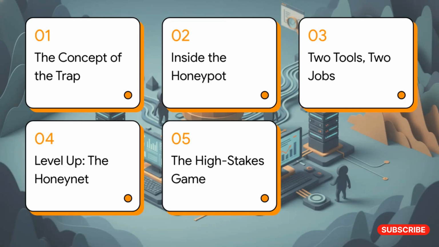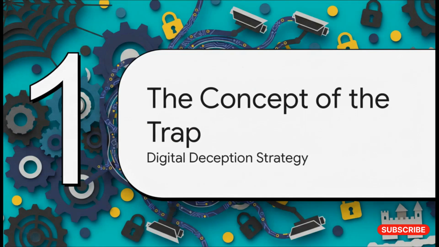Okay, so here's how we're going to break this all down. First, we'll cover the basic idea of the trap itself. Then, we'll get right inside something called a honeypot. After that, we'll look at the two different jobs they do, and then we're going to level up to the honeynet. And finally, we'll talk about the high-stakes game of using these things out in the wild. All right, let's jump right in.